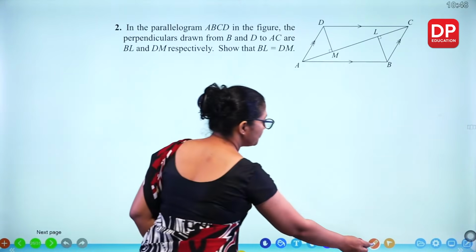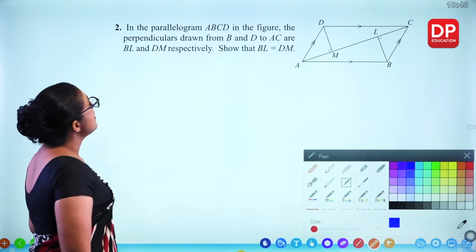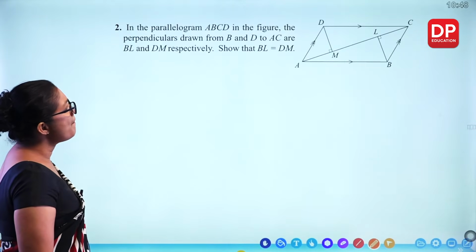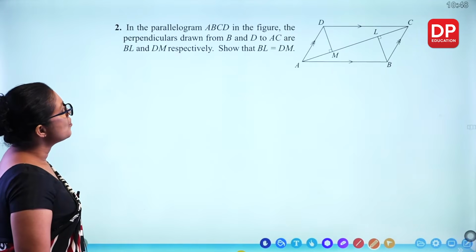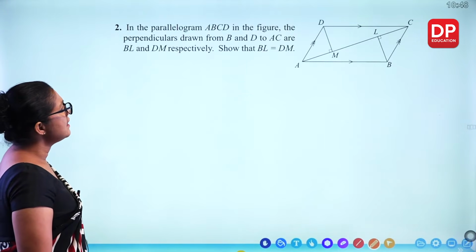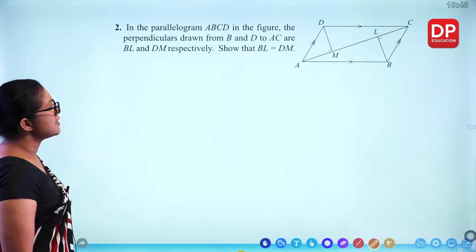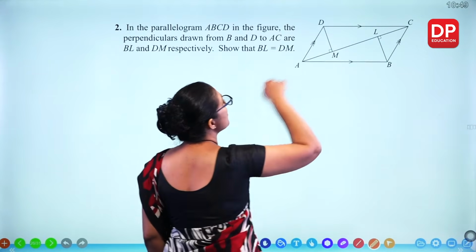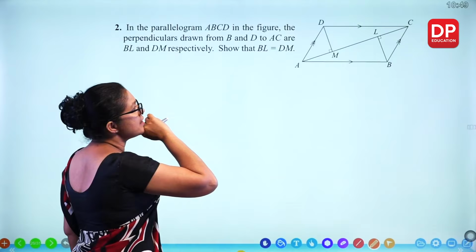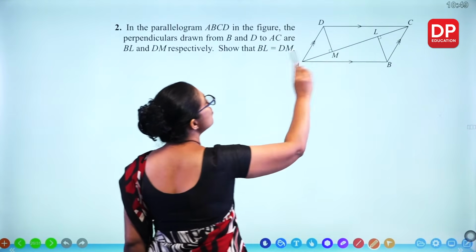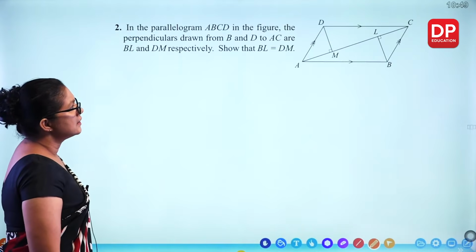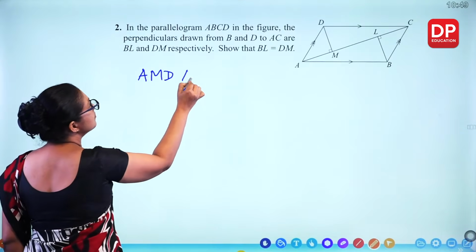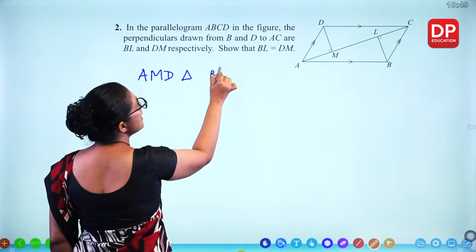Question number 2. In the parallelogram ABCD, in the figure, the perpendiculars drawn from B and D to AC are BL and DM respectively. Show that BL, this length, is equal to this one. To do that, we have to consider these two triangles: AMD triangle and BLC triangle.